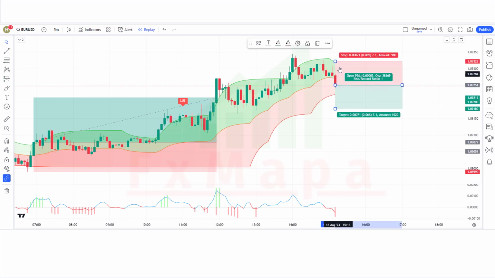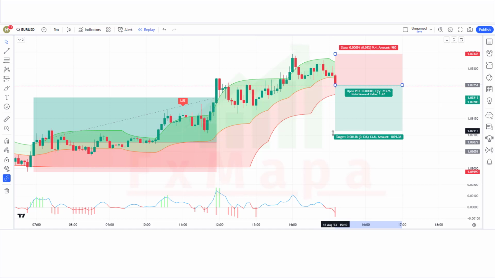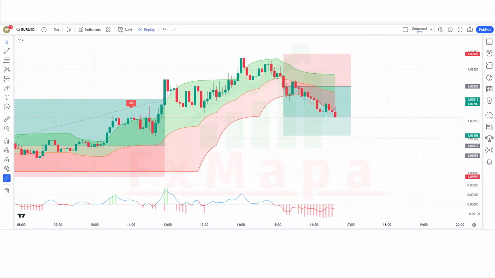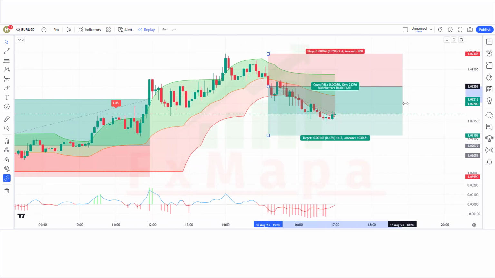We will place our stop loss on the high made by the market after the signal. And the risk to reward ratio will be 1:1.5. Let's see what happens to our trade. Our trade is running in profit.